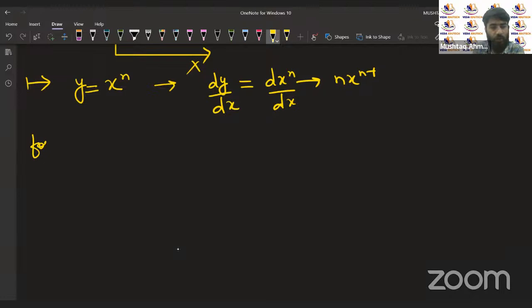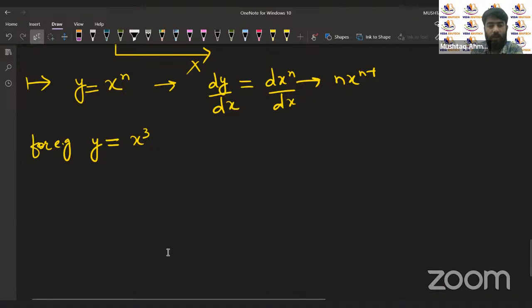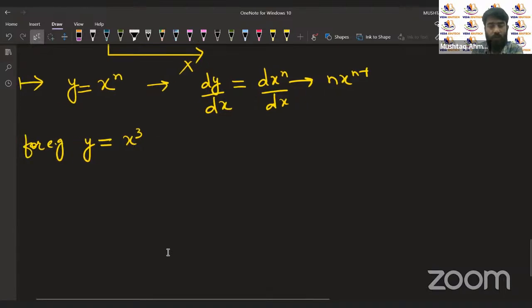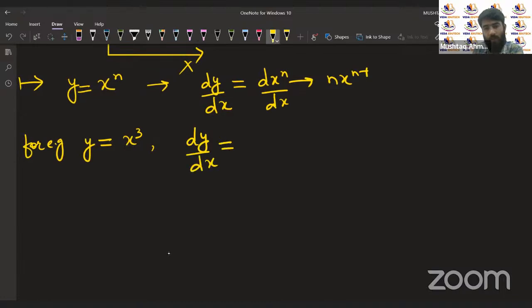For example, if y is varying as a function of x as x cubed, y equal to x cubed, its first derivative will be dy upon dx, which is d upon dx of x cubed. So the power comes down, that's 3 x raised to the power 3 minus 1. It's 3x squared.